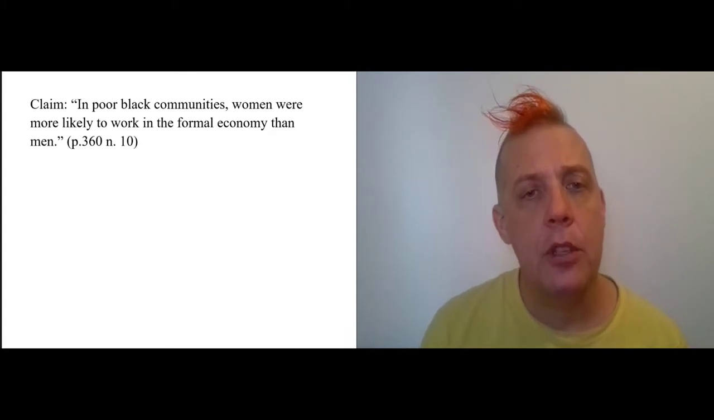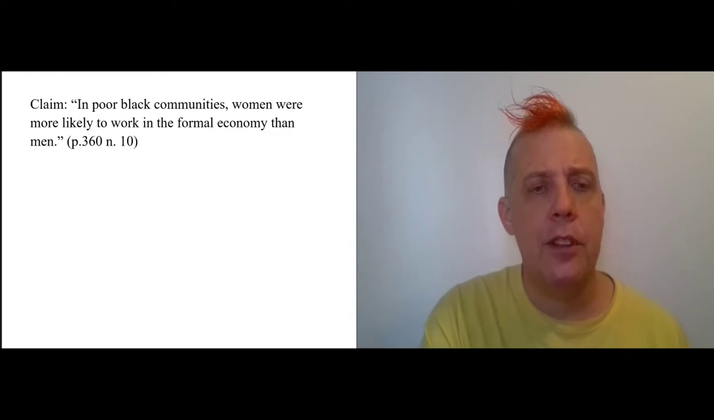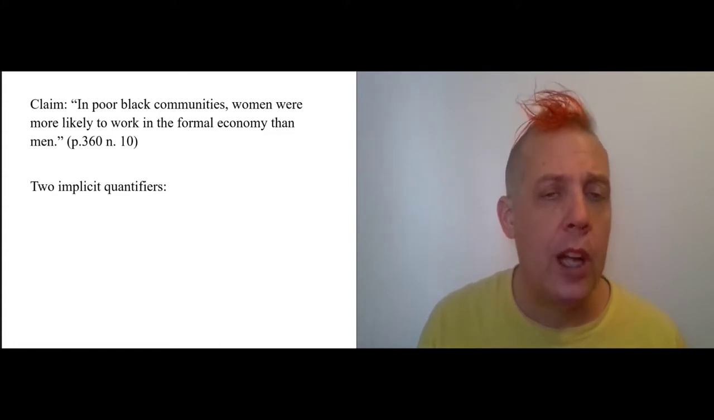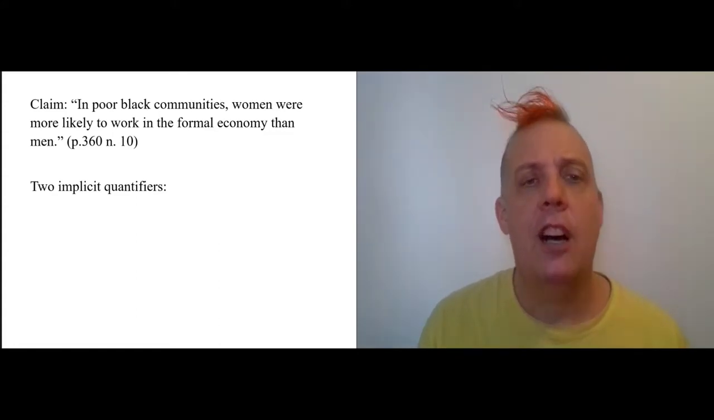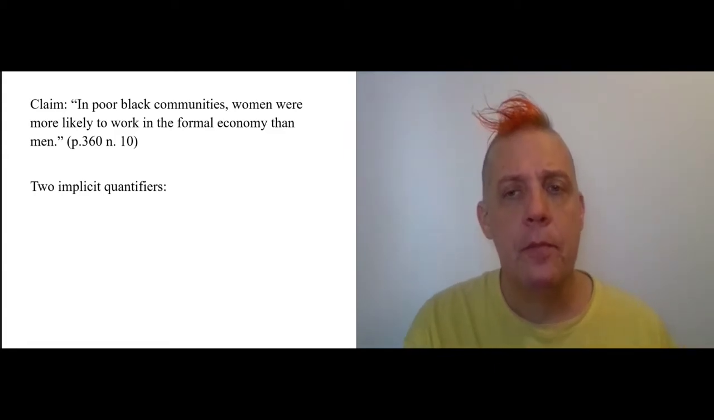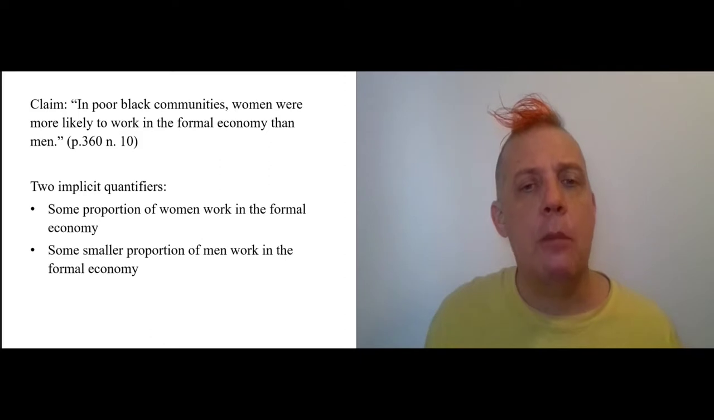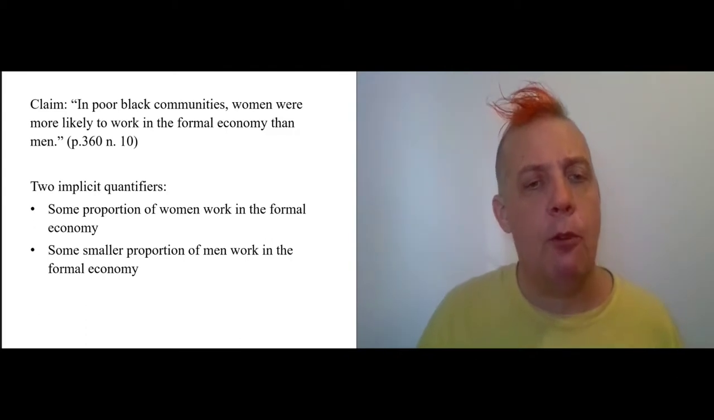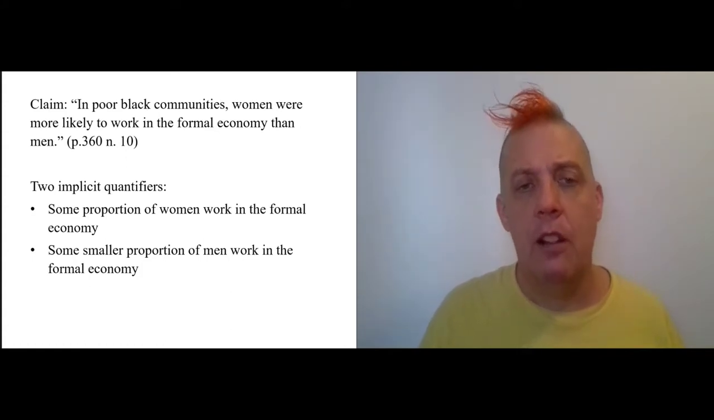All right, now look at this next claim. In poor black communities, women were more likely to work in the formal economy than men. So actually, there are two implicit quantifiers here. In the previous sentence, we just had one quantifier, the majority. And now we've got two, right? That is, there's some proportion of women who work in the formal economy, and some proportion of men that work in the formal economy. And the latter quantifier is smaller than the first one. We're comparing two quantifiers now, rather than having one quantified categorical statement.